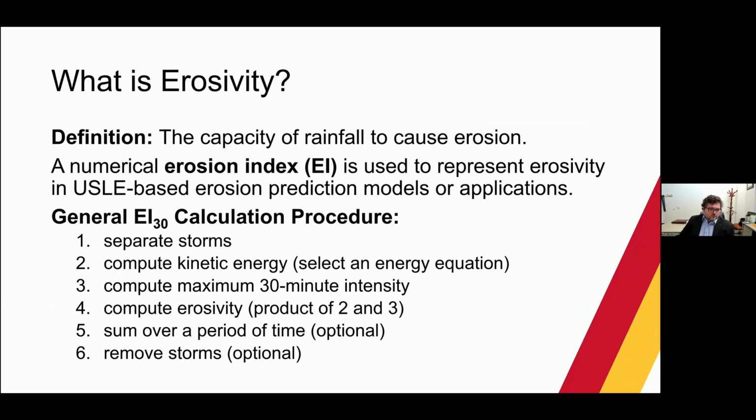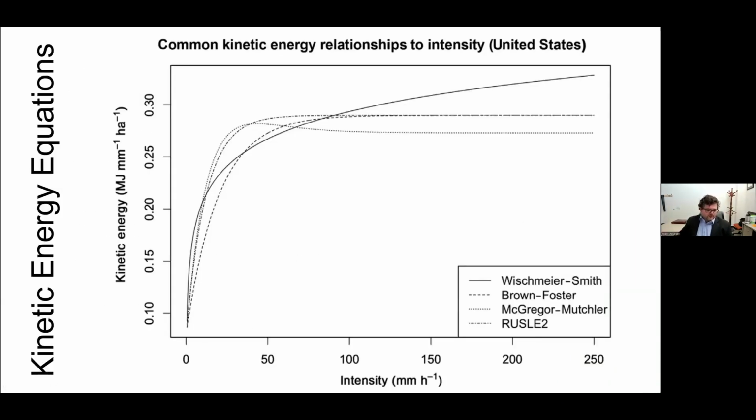And we use a numerical index called the erosion index to represent erosivity in all of our USLE-based models or applications. And there's a general procedure that we use to calculate it. The important things to remember here are that there are really just two things being multiplied by each other. It is the kinetic energy, step 2, and number 3, the maximum 30-minute intensity of a storm. And when we multiply those two pieces of information, then we can come up with the erosion index. And we can sum it over a period of time and represent different periods.